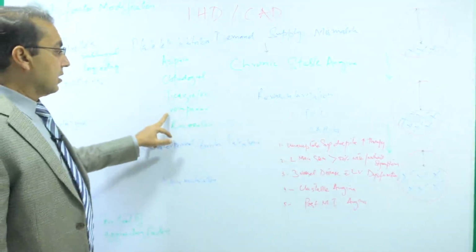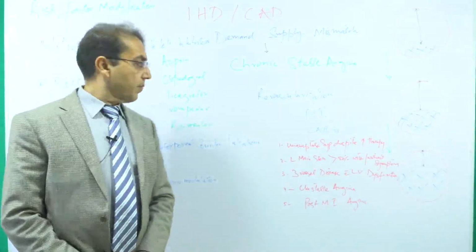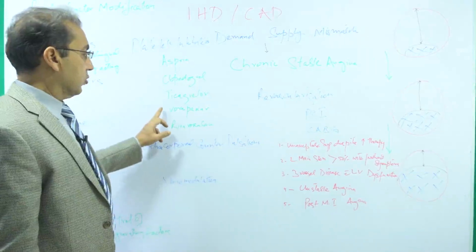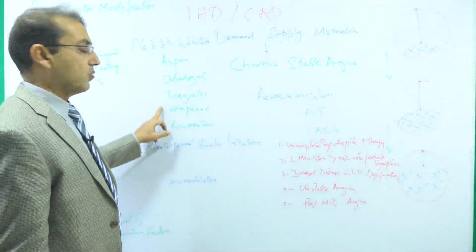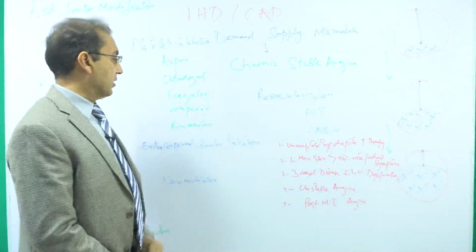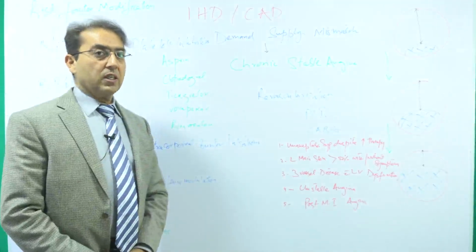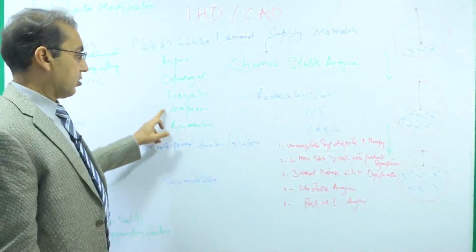Another drug, vorapaxar, was recently approved by the FDA to be used as an antiplatelet drug in patients who have MI or peripheral vascular disease. This drug is contraindicated in patients who have stroke, TIAs, or intracranial events. So it's not to be used.